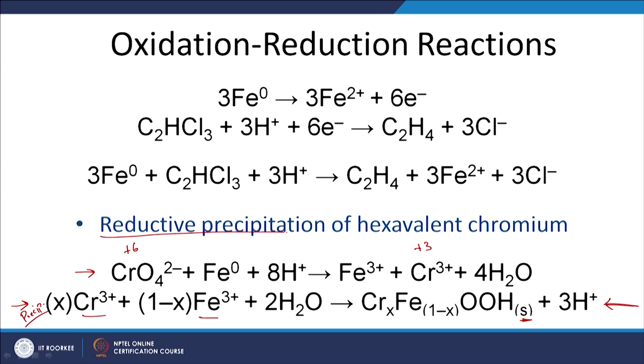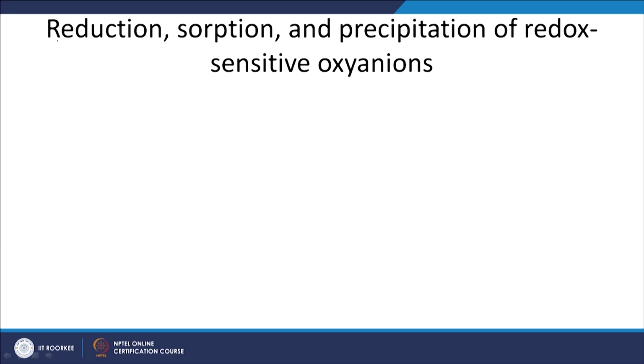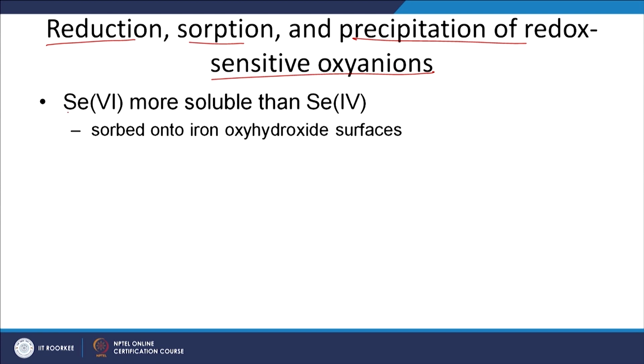That is why we call it the reductive precipitation of hexavalent chromium, yes. Okay, moving on, we looked at reduction, and typically sorption and precipitation of redox tends to oxyanions. Let us look at some of them. So selenium 6 looks like is more soluble than selenium 4. So what do I want to do or promote?